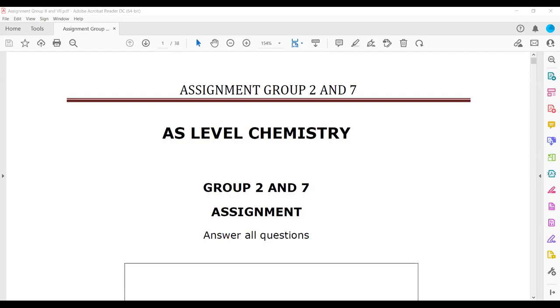So this is an assignment related to Group 2 and Group 7. And as I mentioned, for Unit 3, most of the questions are based on this topic, which is about observations and conclusions. So we'll start with question 23.